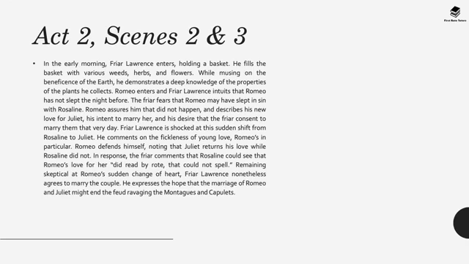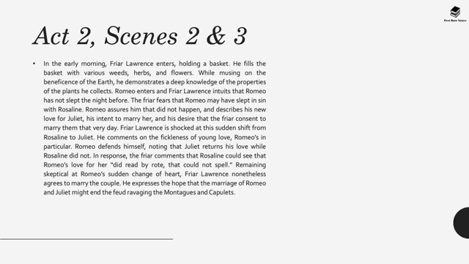The friar fears that Romeo may have slept in sin with Rosaline, basically had sex before marriage. Romeo assures him that this didn't happen and describes his new love for Juliet and his intent to marry her, as well as his desire that the friar consent to marry them that very day. Friar Laurence is shocked at this sudden shift from Rosaline to Juliet.